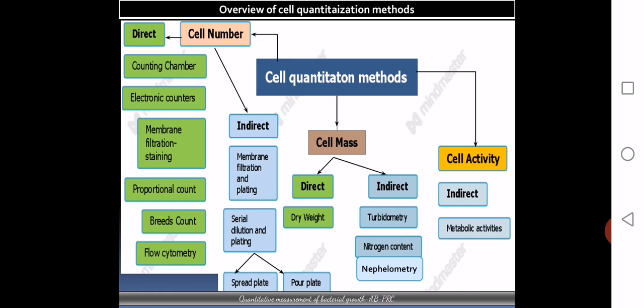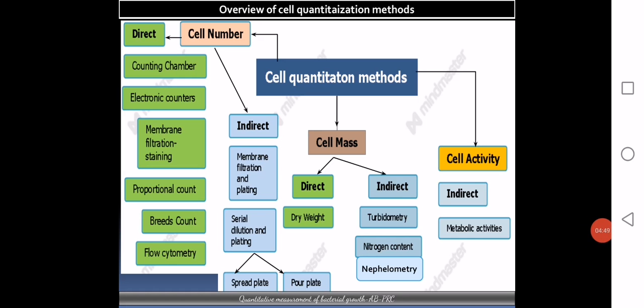And what is the need of doing this? There are three major principles under which we perform this quantitation, right? In other words, we have three principles of cell quantitation methods. One is cell number, the second is cell mass, and the third is cell activity. So we can measure bacterial growth by means of either cell number, cell mass, or cell activity.